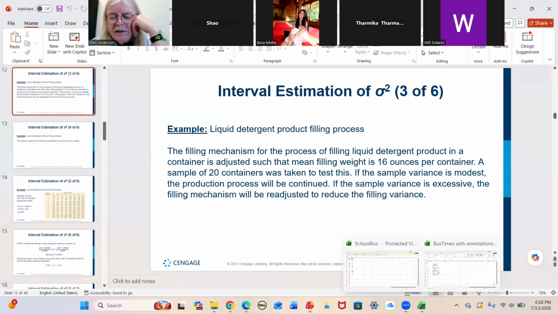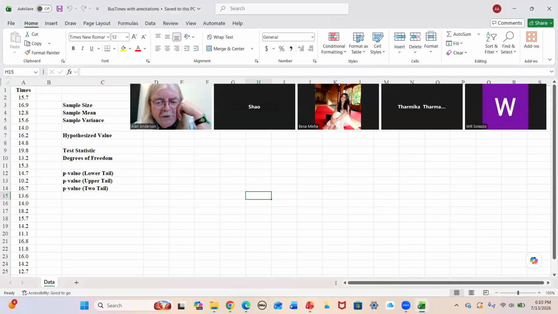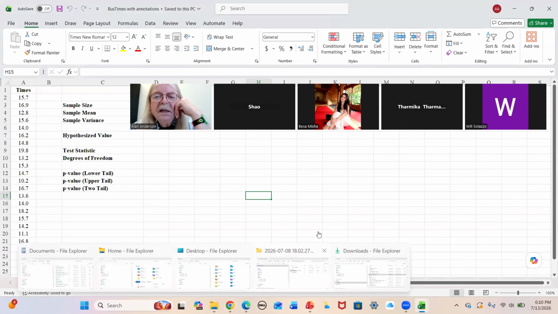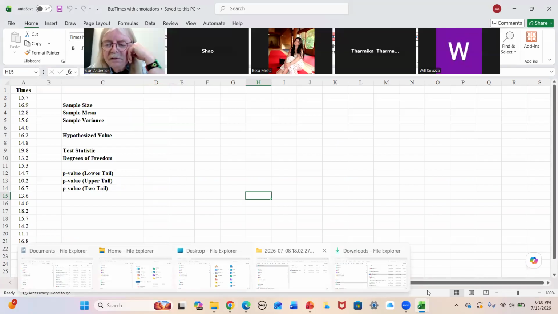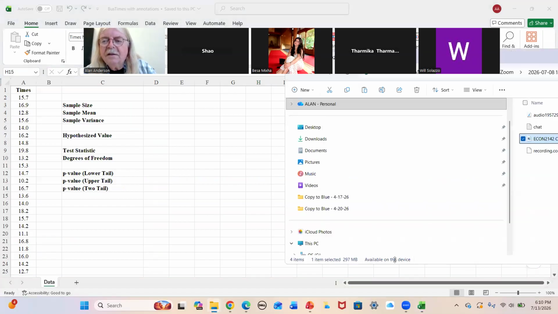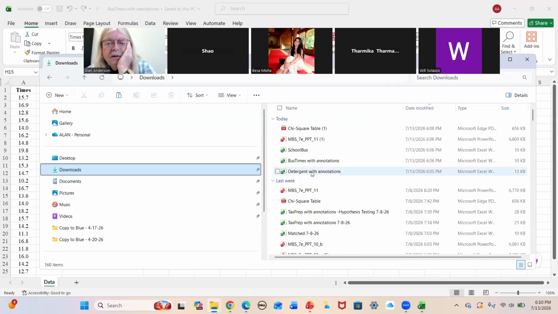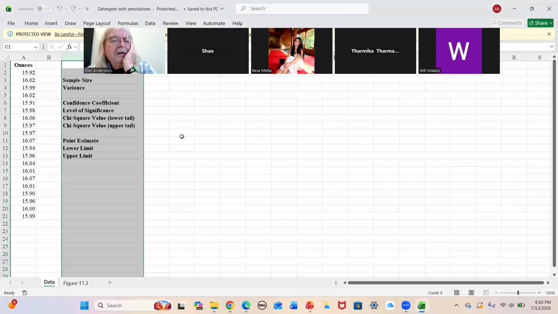Actually, since we're doing the spreadsheets, the data is already here. And in fact, we're going to be asked, what happened? I don't see it. Second, it looks like the detergent didn't open up. There it is. All right, here it is. Okay, this is it.